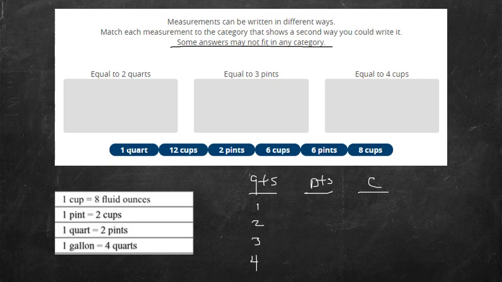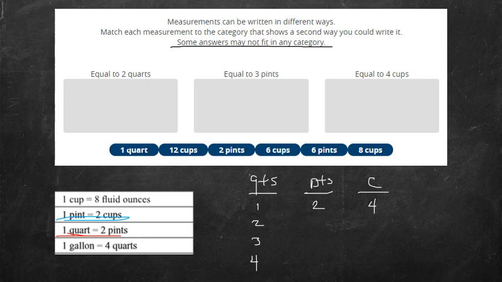I know that 1 quart is 2 pints. If I look at my chart, I know that 1 quart is 2 pints. And if I look again at my chart, I know that 1 pint is 2 cups. So therefore, 2 pints will equal 4 cups. Now I've started what we call the benchmark. I know if I have 1 quart, I have 2 pints, and then I also have 4 cups.